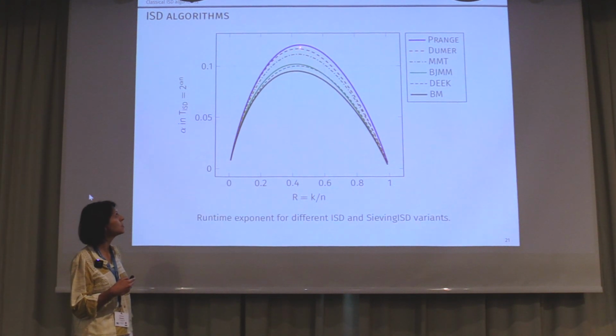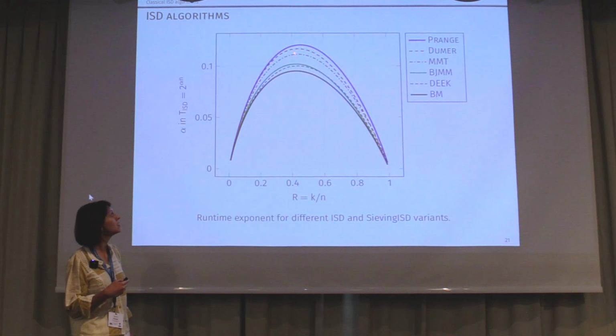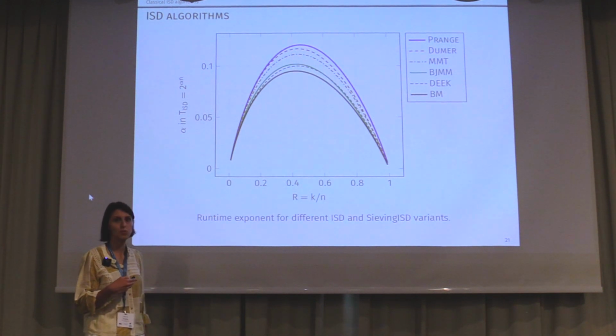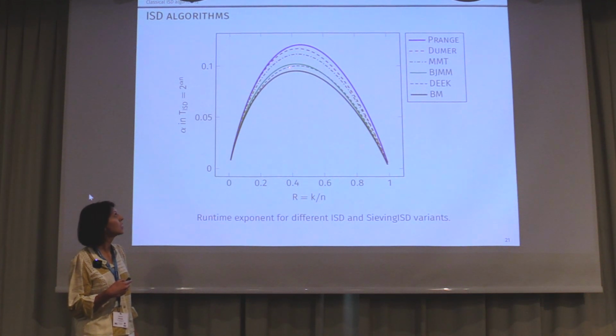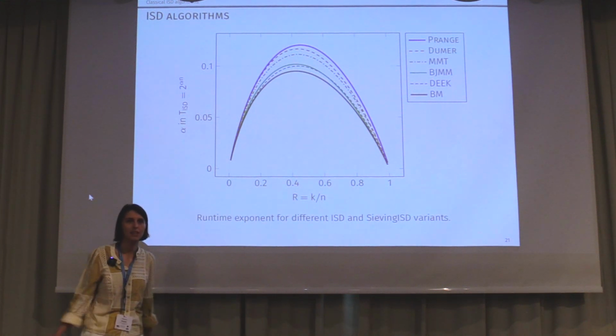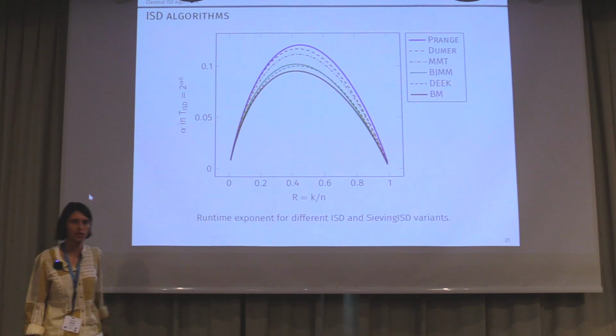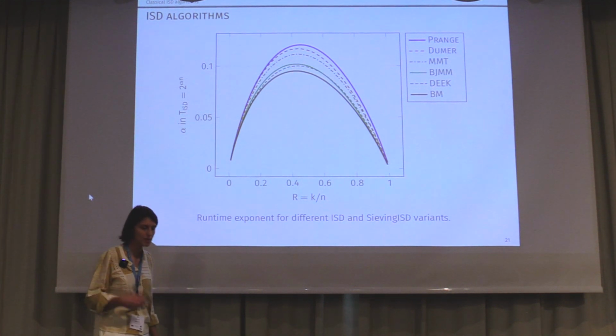And then we have the first improvement that comes from Dumer and Stern's algorithm. Then we have the improvements that come from MMT and BJMM that basically use these representation techniques. Then we go to the improvement that comes from the sieving. And finally, we come to the improvement that comes from all these techniques combined. Nevertheless, it's not really a practical algorithm. So BJMM is something that we look into once we are deciding on our code parameters.